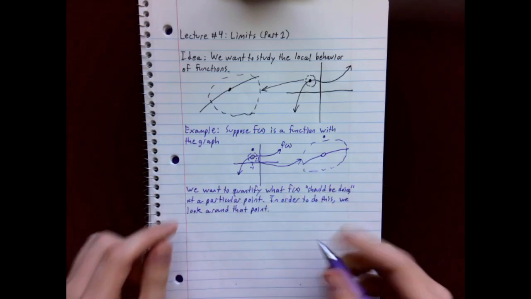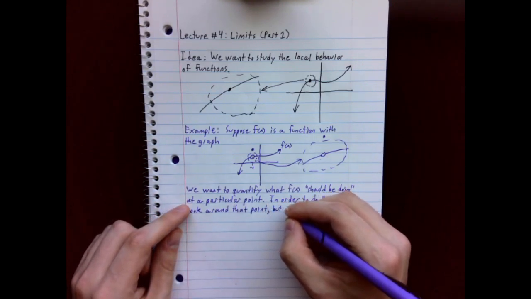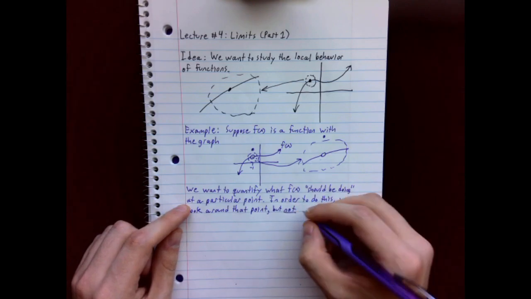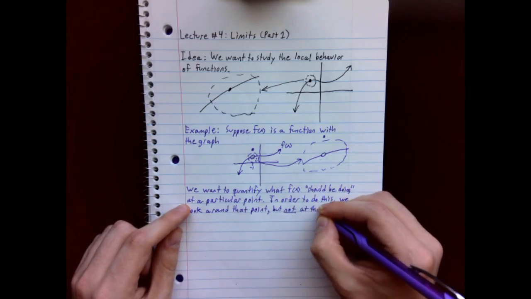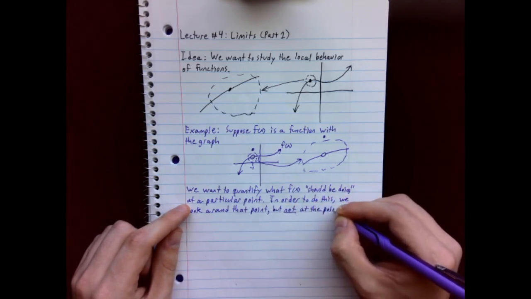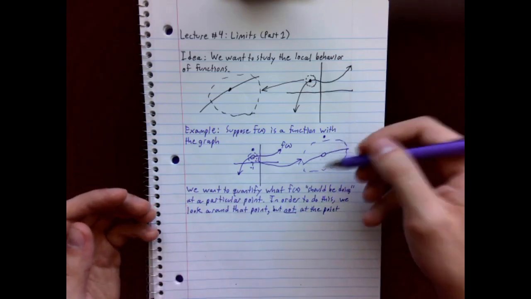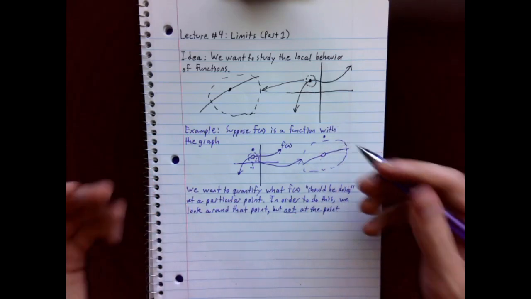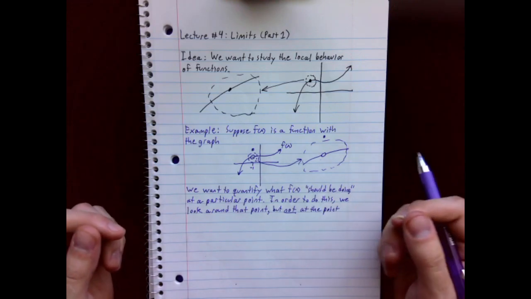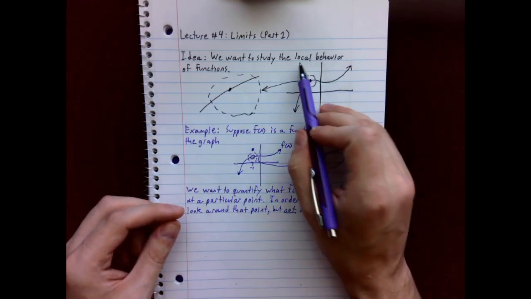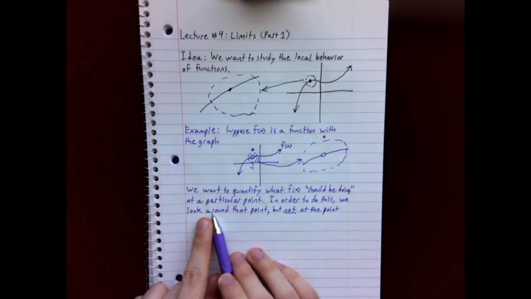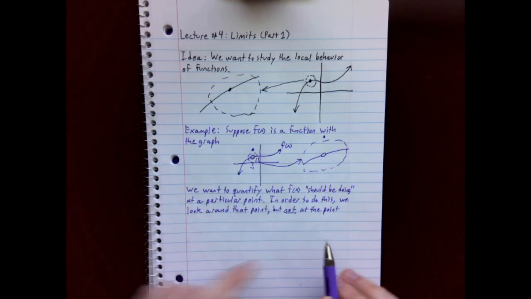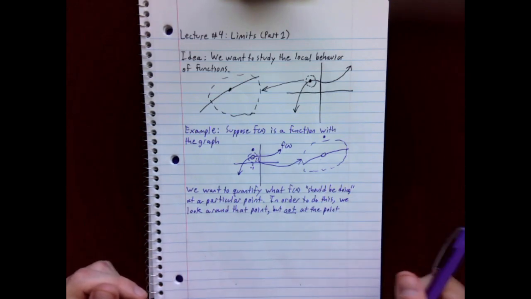But we don't look at the point. Not at the point. Because we don't care what's happening at the point, because we know something that we don't want to happen is happening at that point. We want to know what should be happening. And so we're going to examine the local behavior, what's happening around the point, but not at the point. So this is the idea of a limit.